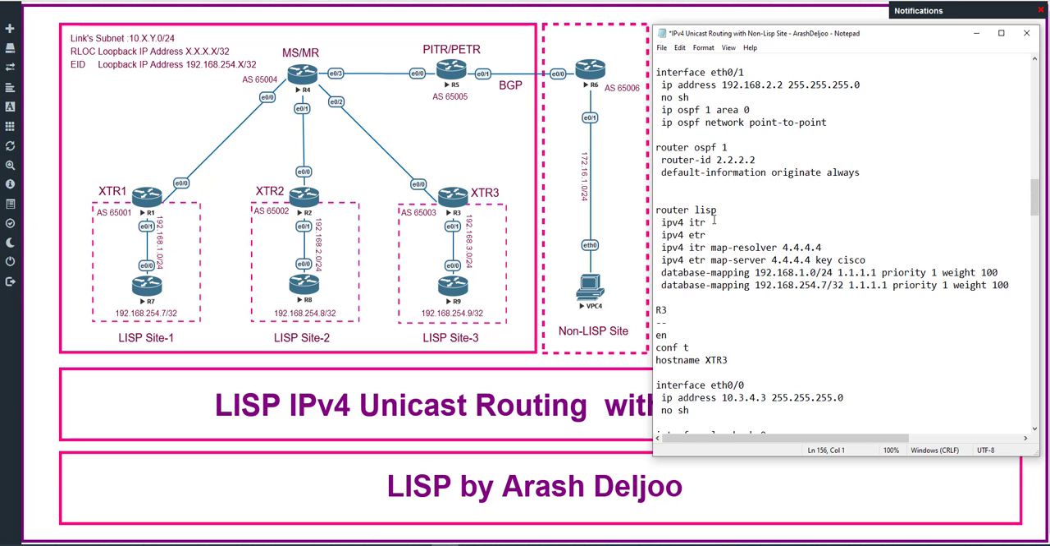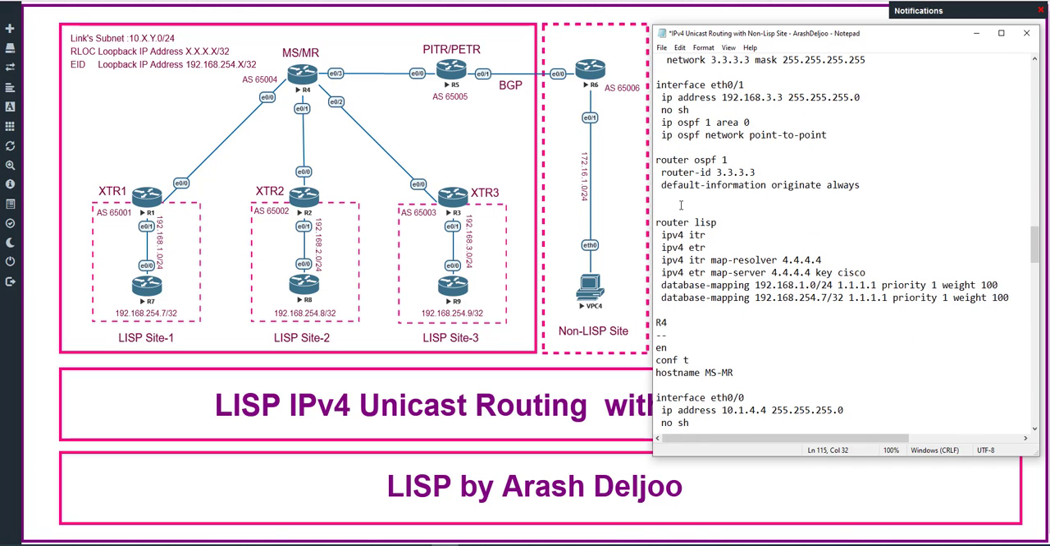In router 2, we have router Lisp, IPv4 ITR, IPv4 ETR, IPv4 ITR map resolver quad 4, and finally IPv4 ETR map server quad 4 key Cisco. It's okay. But about the database mapping, we need to modify the database mapping command. Database mapping 192.168.2.0/24. The routing locator is quad 2 with the priority of 1 and weight of 100. Then database mapping 192.168.2.548, for example, quad 1, priority 1, weight of 100.